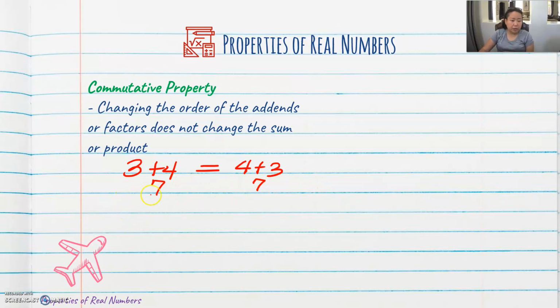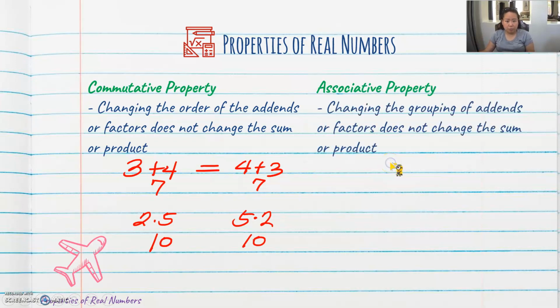Same thing for multiplication. If you have 2 times 5, that's going to be 10. It's going to be the same as 5 times 2, and that's also 10. All right. So the next property is what we call the associative property.